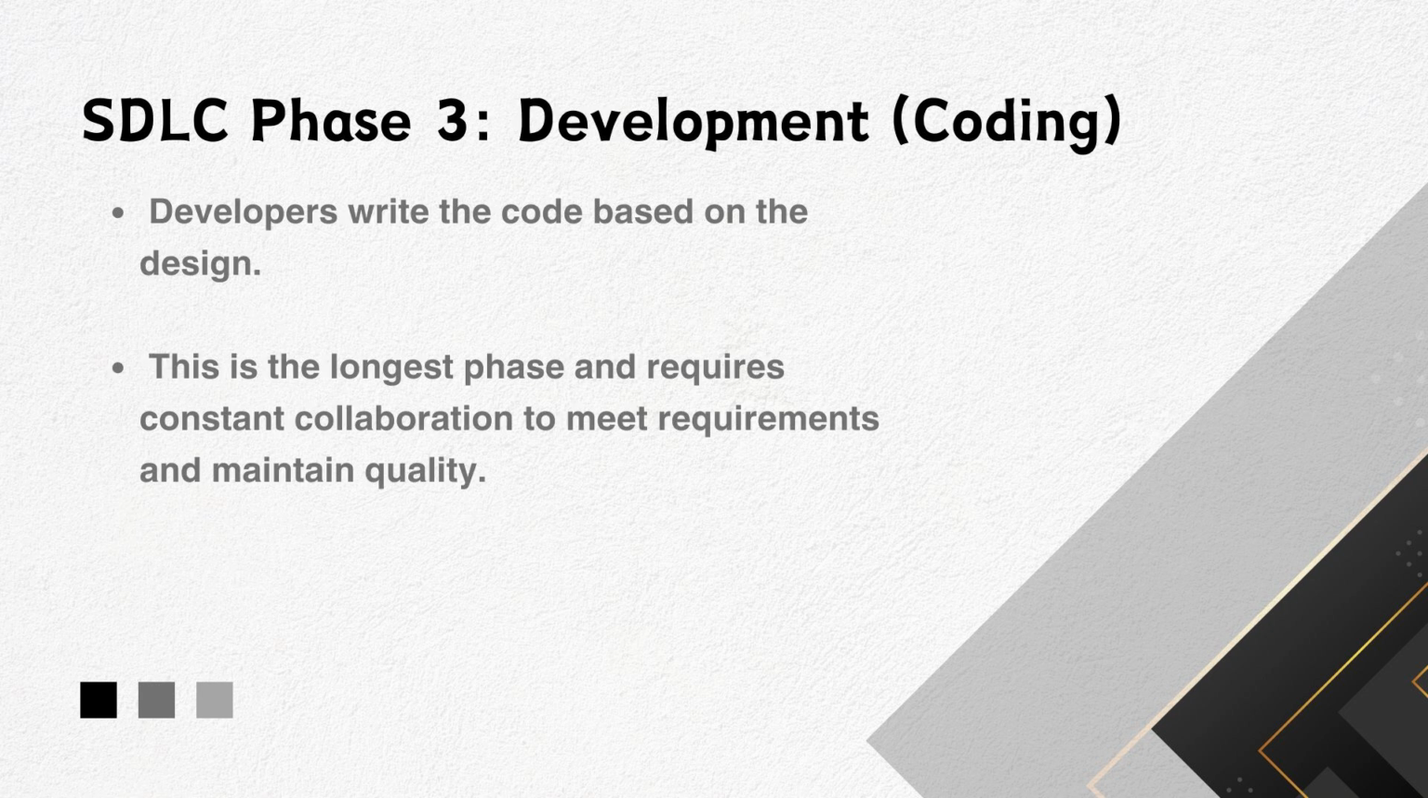3. Development, coding. This is the phase where the software actually gets built. Developers write code based on the designs created earlier. It's usually the longest phase of SDLC and involves constant collaboration. Developers work together to ensure the code meets requirements, follows standards, and maintains quality. This is where the vision starts to turn into a working product.